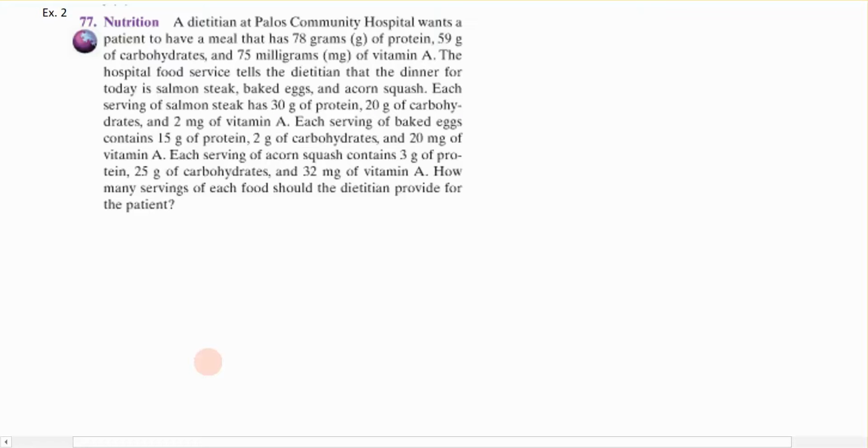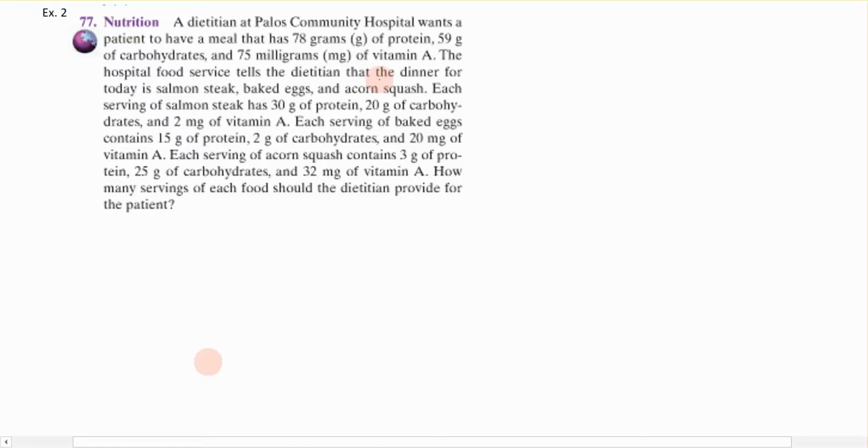Now there are a lot of applications when we would need to solve a system of equations, and we're going to look at one of them in this particular application problem here. It says that we have a dietitian at a community hospital who wants a certain patient to have a meal that has so many grams of protein, carbohydrates, and milligrams of vitamin A. Now, the hospital food service tells the dietitian that the dinner for today is salmon, eggs, and squash.